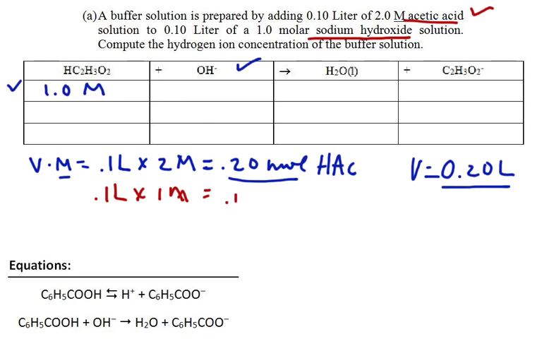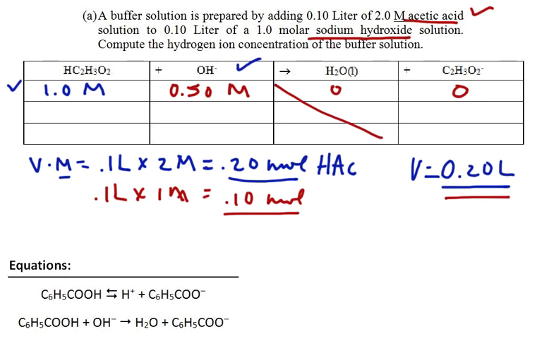So that's going to give me 0.1 mole. And when I take 0.1 mole divided by 0.2 liters, I'm going to have 0.50 molar. And to start with, I have no water, and to start with, I have no acetate, and I don't really care about the water anyway because it's a liquid.